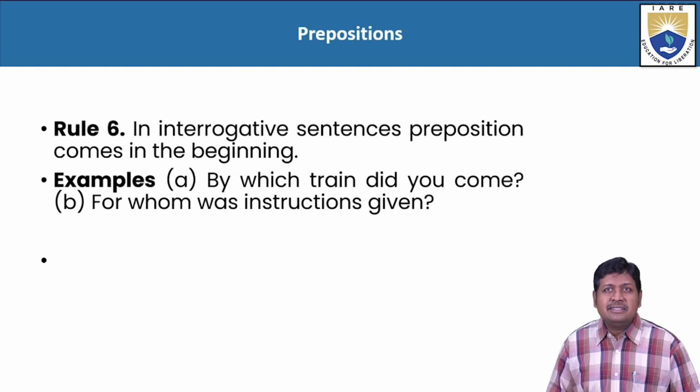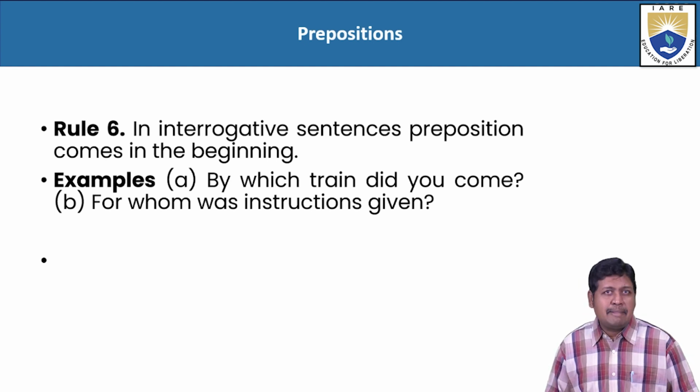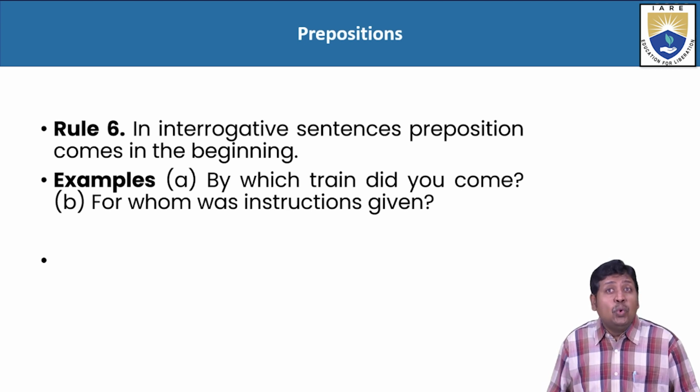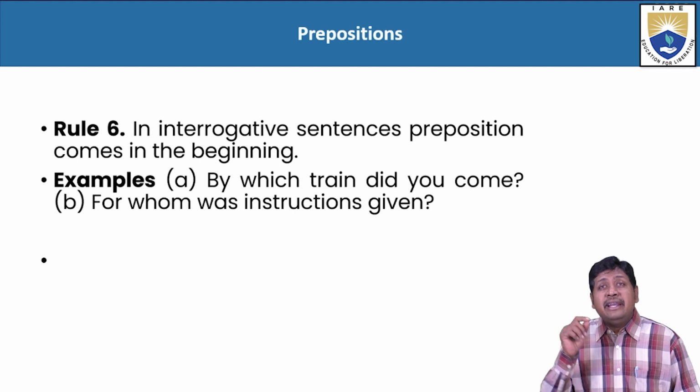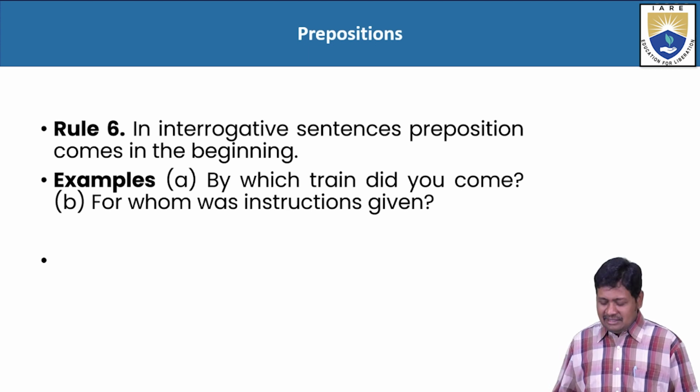For instance, by which train did you come? Here the preposition is by. By which train did you come? Ending with a question mark. Interrogative sentence. Similarly, the next sentence, for whom was instructions given? Now, for is the preposition, ending with a question mark. All right, okay.